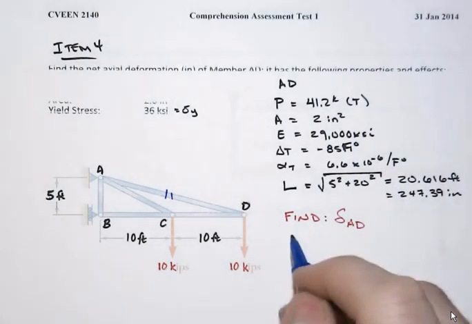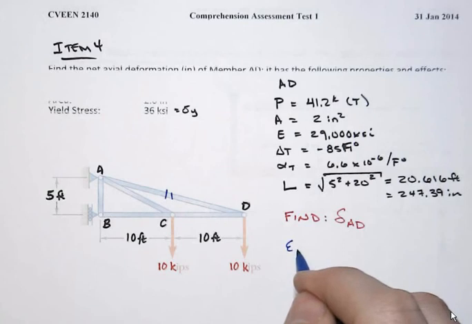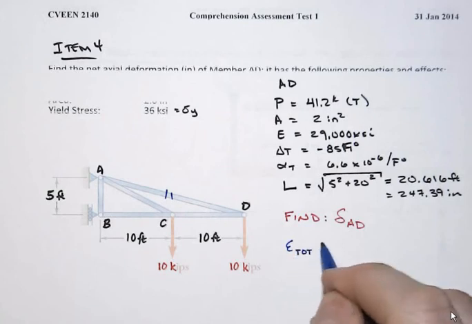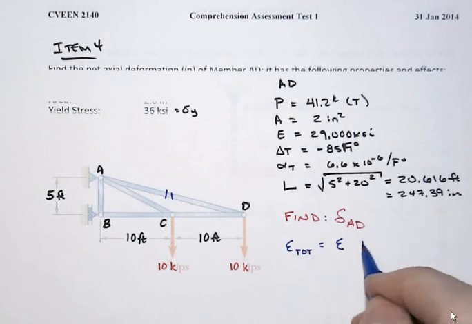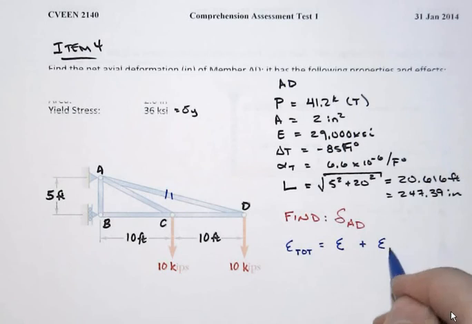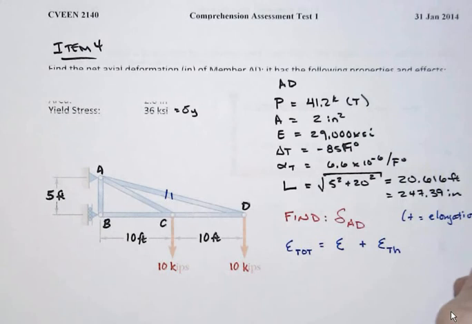So the key here is to combine both actions, both from the applied forces effects and then from the thermal changes, such that the total strain is equal to the strain caused by the axial force plus that caused by thermal changes, where plus here is going to be related to elongation and minus would end up being related to shortening. Right? And so we can get then, of course, the total deformation by multiplying the total strain by the member length.